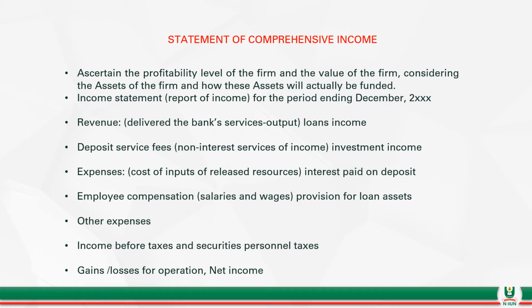Before we now have the income before taxes. Income before taxes, that is profit before tax, is now computed. And after that, after the corporate taxes are taken care of, we have the profits or the gains and the losses from operations. Once we get the gains and losses from operations, we now have the net income. That's the income after taxes have been taken care of and other expenses.